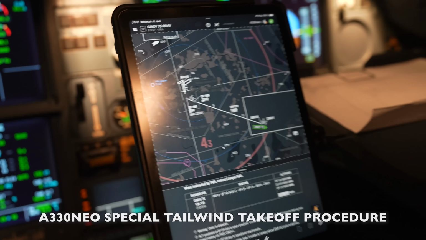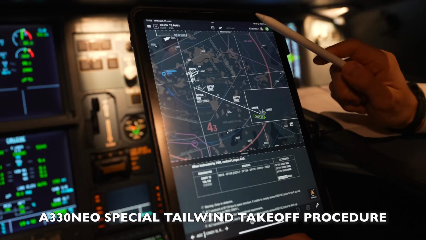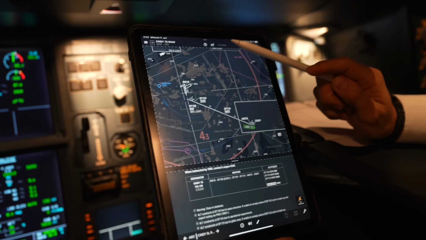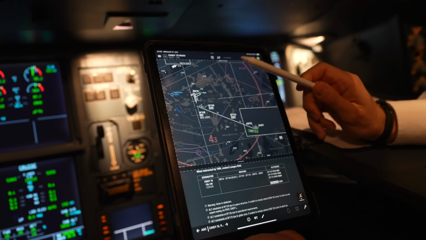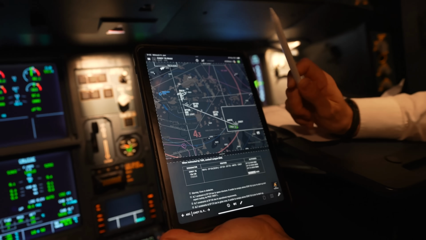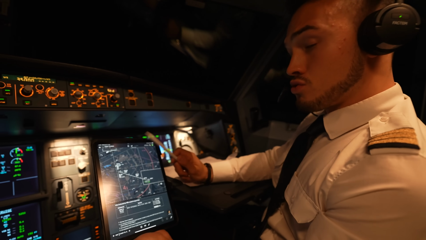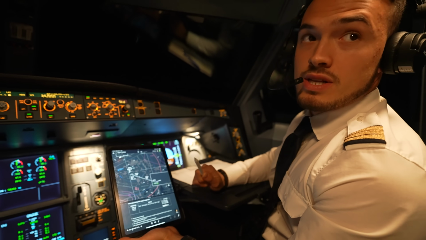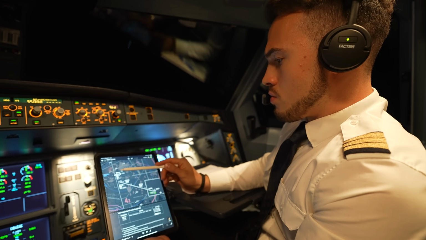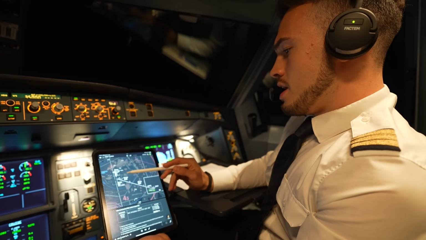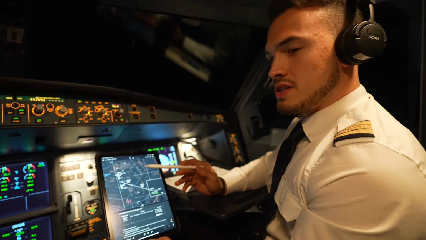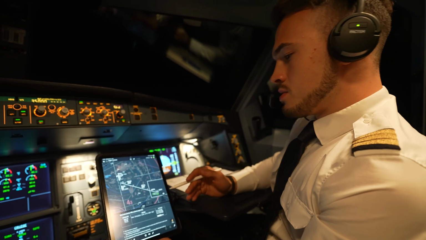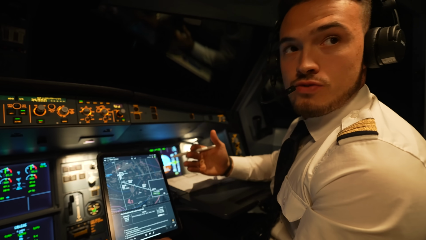And today was a special takeoff because we were departing with some tailwind. And for the A330neo, that means we have a special takeoff procedure because the engines are quite wind sensitive if the wind is coming from a strong crosswind or from a tailwind. And we were just below the tailwind limit. Therefore we departed runway 18 with 8 knots of tailwind, and that's the reason why we had to perform a TOGA takeoff. TOGA means takeoff or go-around power, which means we have the full available thrust for the engines.